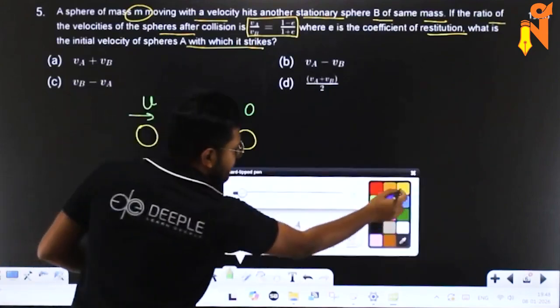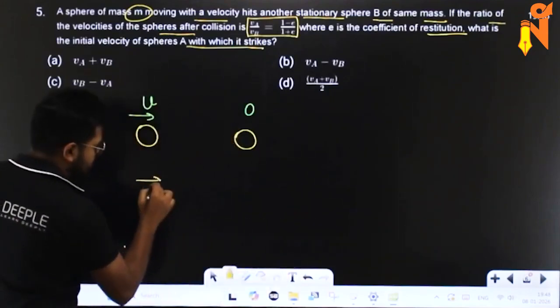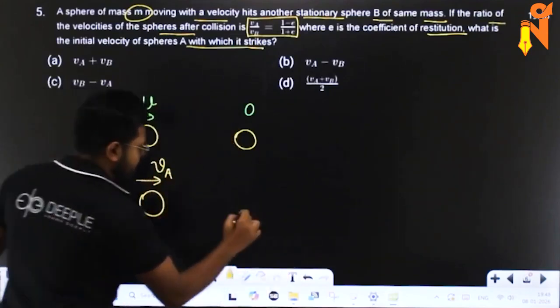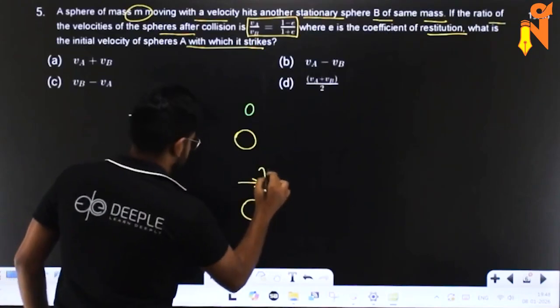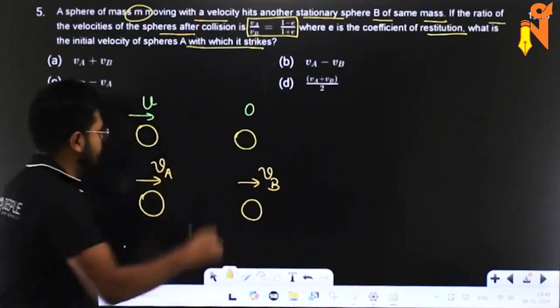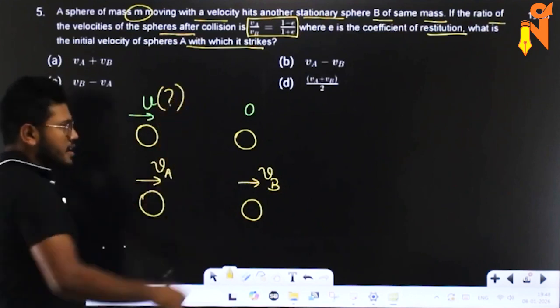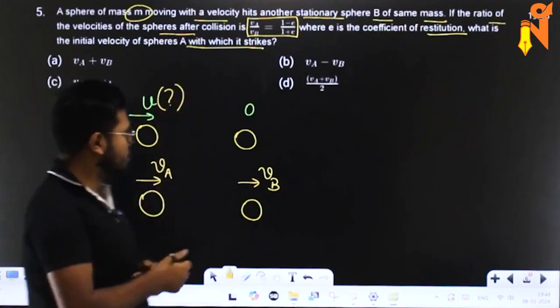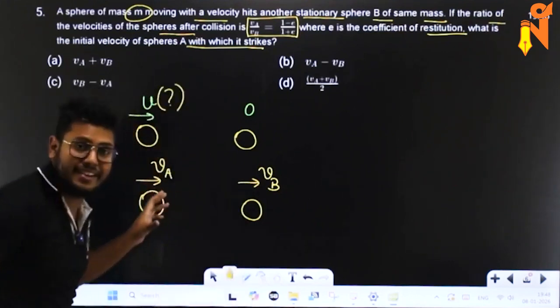Now what happened after the collision? This thing moves with some VA and this thing moves with some VB. Correct. Now they're asking us to find out this U. That is the question mark. Let's try to decode that. So how would we define it in this scenario?